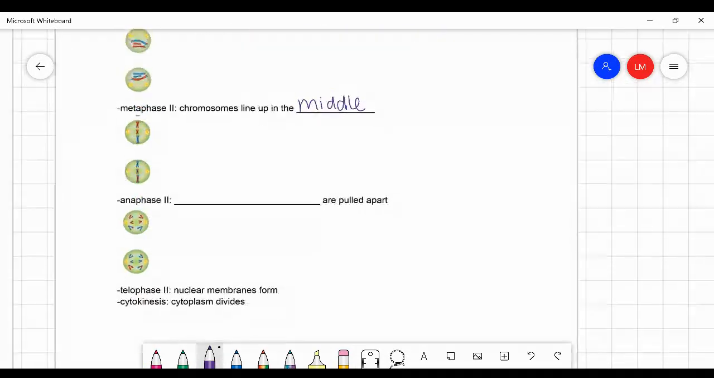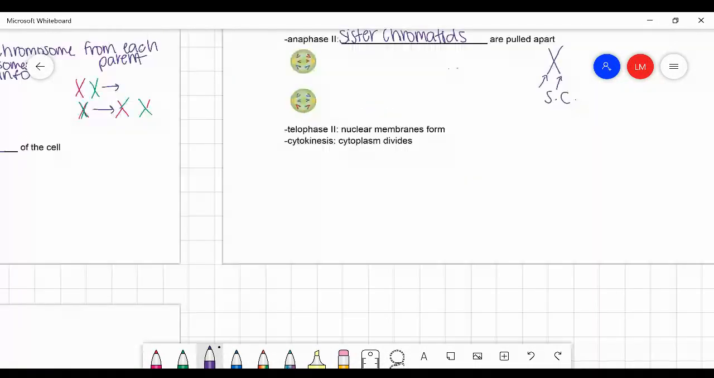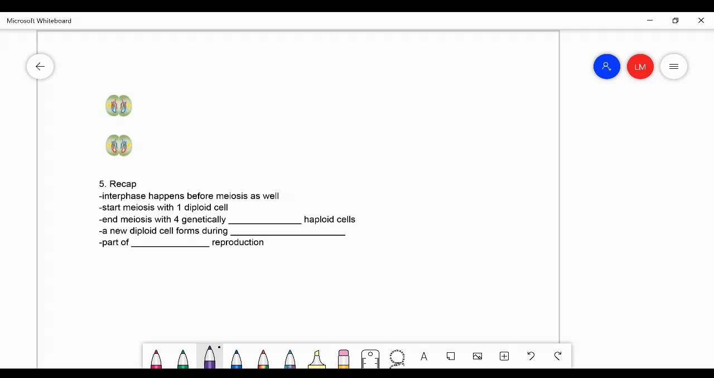And then in anaphase 2, our sister chromatids are pulled apart. So our replicated chromosome looks like this. Each little arm or each little piece is a sister chromatid. So those are going to be pulled apart. And then we have telophase 2, where our nuclear membranes reform, and then cytokinesis, where the cytoplasm divides. And we'll see a picture of that all the way over here. That is our after telophase and cytokinesis.